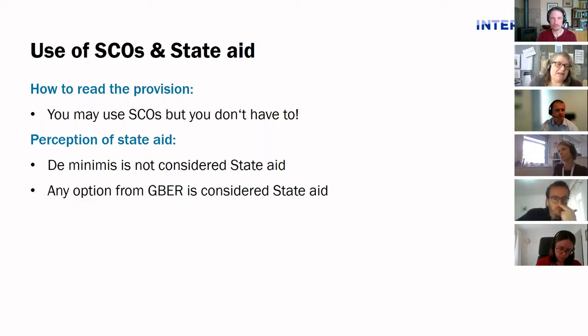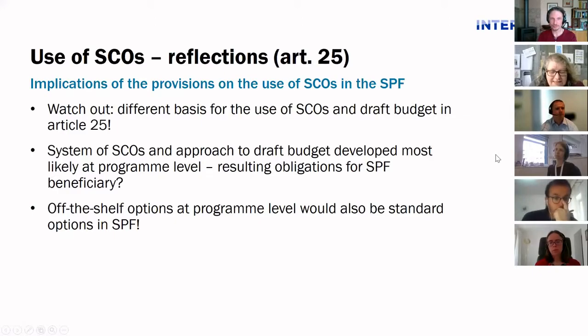It becomes optional. We've said it now on several slides, but I'm also going to say it out loud. De minimis is not considered state aid in the future programming period. So the moment you grant de minimis, the expenditure is just like any other expenditure. And as said, however, in terms of definition, any option from the GBER is considered state aid. So much as a, I would say, light introduction to the topic. We come back to it at a later point. The next slide is just a few reminders for the use of SCOs, in particular with regard to Article 25. I've explained it now exhaustively, different thresholds, so pay attention.